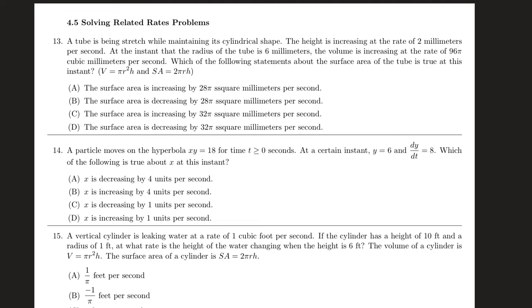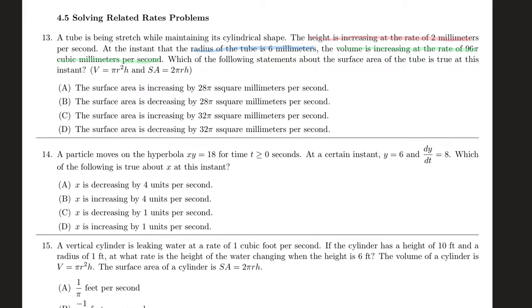All right, so a tube being stretched. We know how the height is increasing, so I'm going to highlight that the height is increasing at some rate. The radius is exactly 6, and the volume is increasing at 96 pi per second. All right, so our final answer we want is something about the surface area. And they give us the equations, or at least I gave you the equations. I think they also give you these equations as well.